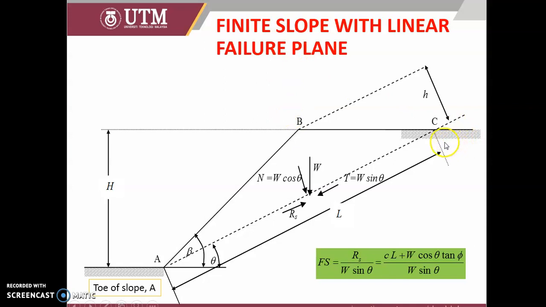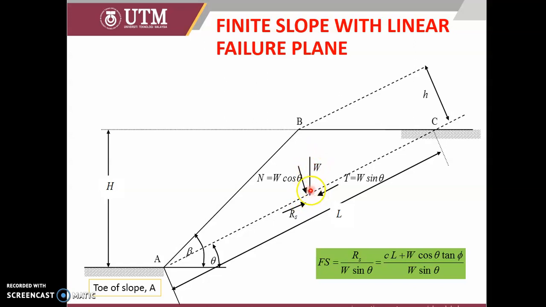Finite slope. You can see here, this is a finite slope with a height of h. It has a beta angle for the embankment and a theta angle for the failure line, or the failure plane. So height, beta, theta, and let's say at the middle of the failure line.